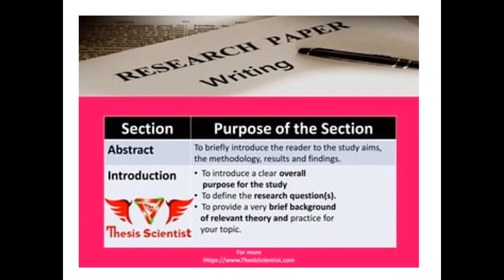So what is the purpose of the abstract? To briefly introduce the reader to the study aims, the methodology, results, and findings. So when you write the abstract, mainly these 4 sections should be included. Aims of your research, then the methodology. Aims means why you do it. Methodology, how you did it.